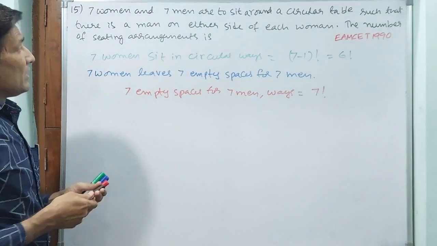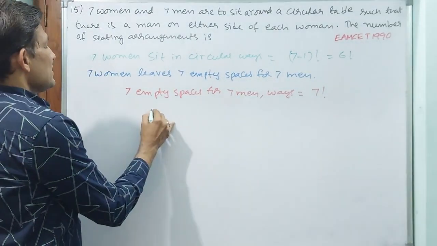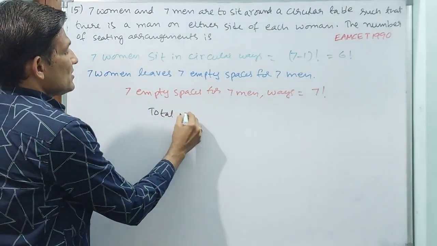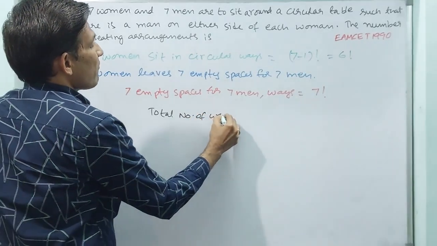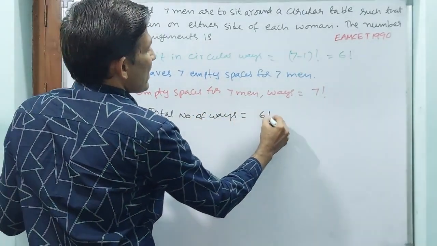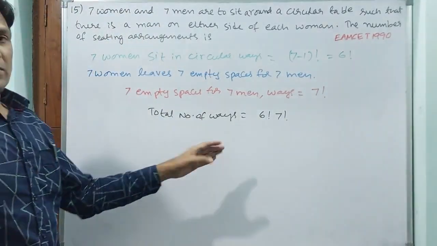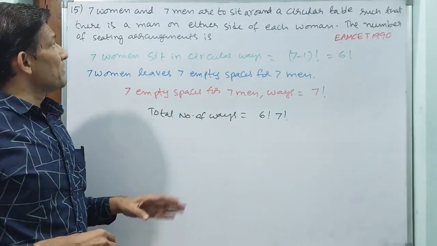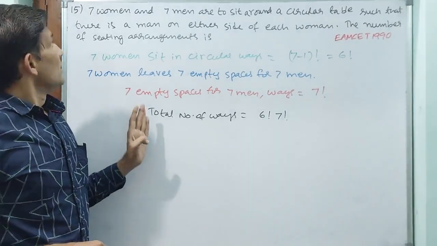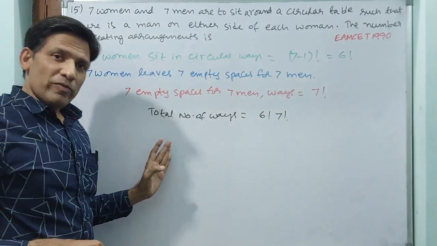Okay? Then the total number of ways is equal to 6 factorial into 7 factorial. That's all. The answer is like this only. They have not expanded 7 factorial. Okay? This is the answer. Take this, we'll go for the next question.